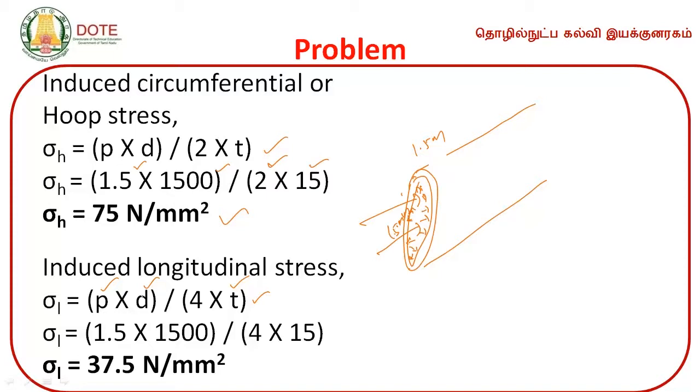So, P is 1.5, D is 1500, divided by 4 into 15. All the units, all the length dimensions must be in mm. So, we converted 1.5 meter to 1500 mm, and this is 15 mm. So, what value do we get? Longitudinal stress sigma L is equal to 37.5 Newton per mm square.